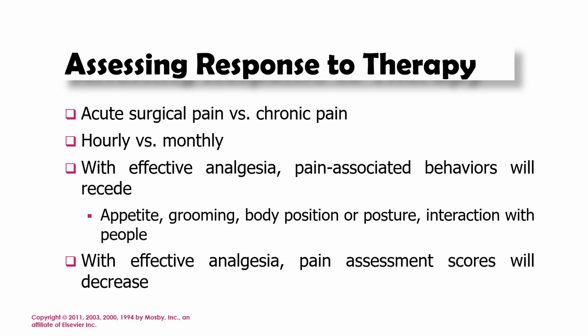With effective analgesia, of course, we can observe the pain-associated behaviors to recede. For example, improvement in the appetite, grooming, body position or posture, as well as improved interaction with people. With effective analgesia, of course, we can observe a decrease in the pain assessment scores.